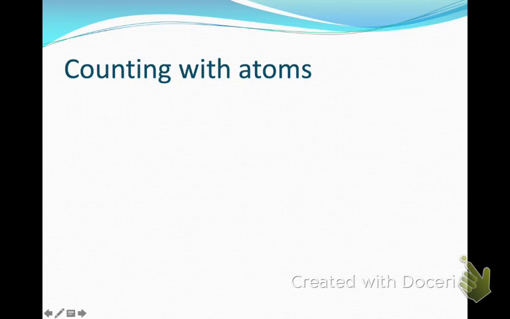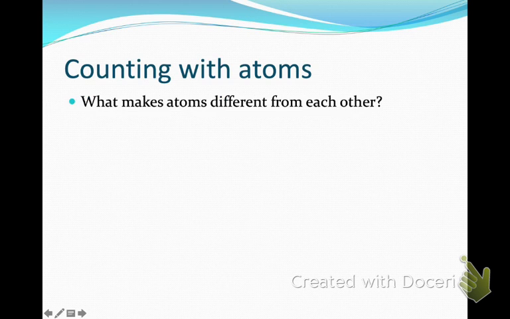All right, so today we're going to start looking at how we can determine differences in atoms and how we can start determining the numbers of protons, neutrons, and electrons within an atom. So, what is it that we know makes an atom different from another atom? We talked about this a little bit in the last video, but what makes atoms different from one another? Is it their numbers of electrons, their numbers of protons, or their numbers of neutrons? Okay, the thing that makes atoms distinctly different from one another is their number of protons.